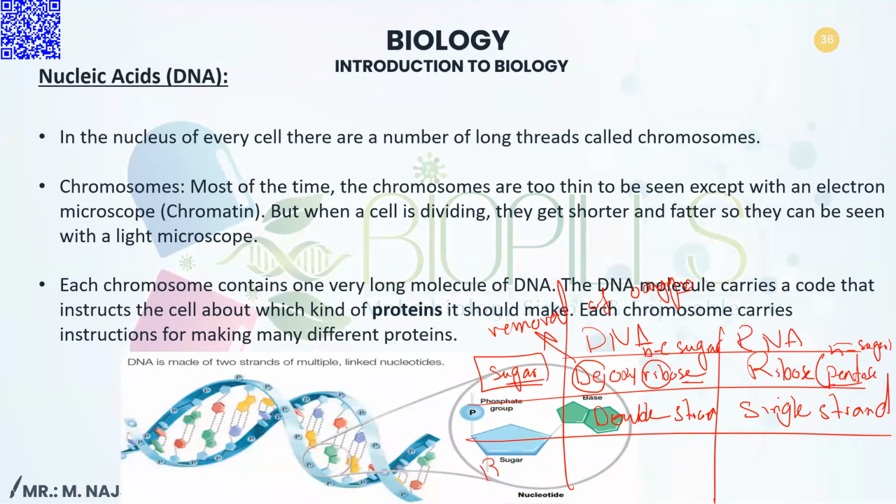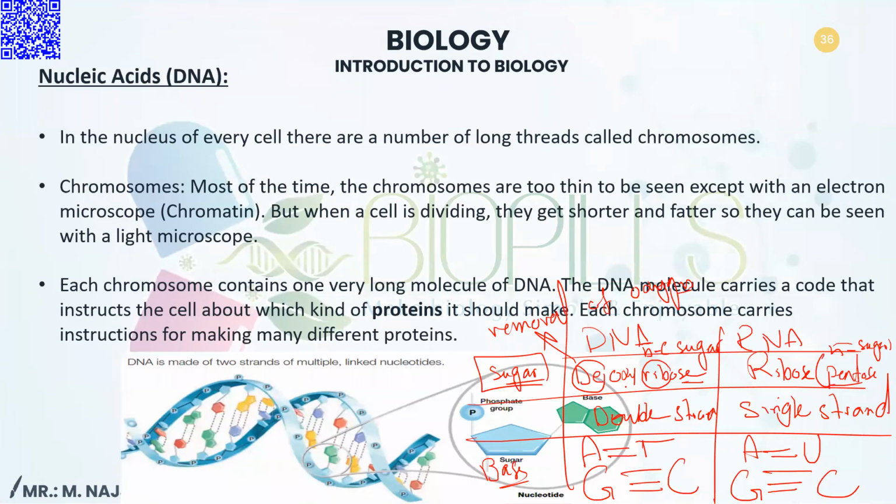And the base, the nitrogenous base. In case of DNA, we have adenine that will be paired by a double hydrogen bond with thymine, and guanine will be paired by a triple hydrogen bond with cytosine. While in RNA, the adenine will pair up by a double hydrogen bond, not to thymine, but instead to uracil. And guanine, same as DNA, will be paired by a triple hydrogen bond to cytosine. Those are the major three differences between DNA and RNA.